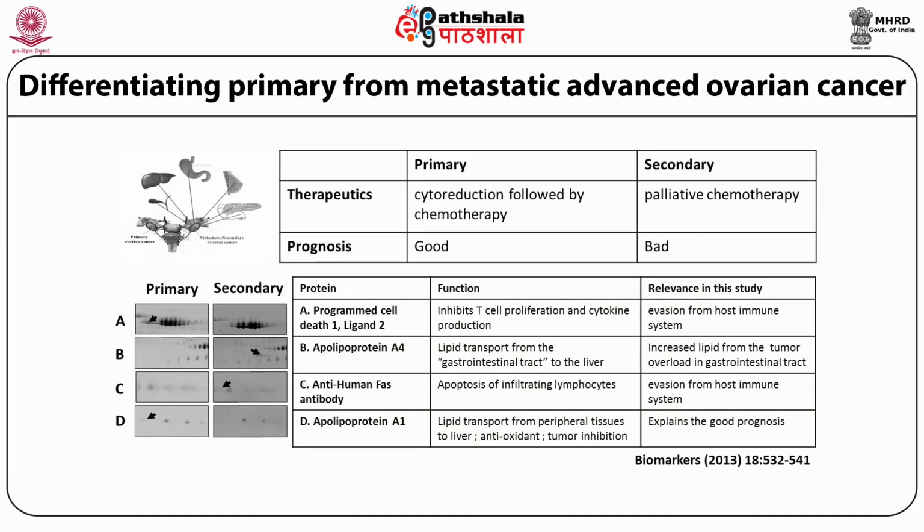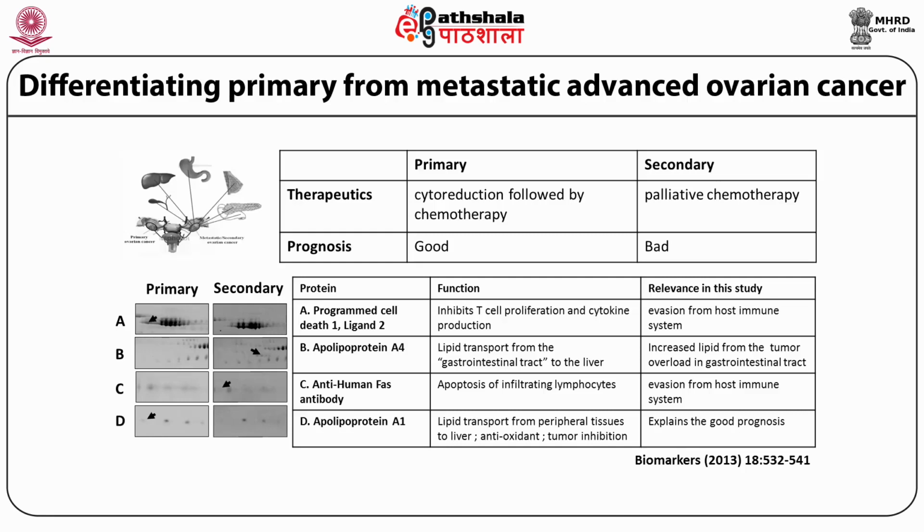Differentiating primary from metastatic advanced ovarian cancer. The therapeutics for primary advanced ovarian cancer include cytoreduction followed by chemotherapy, whereas the therapy for secondary or metastatic advanced ovarian cancer is palliative chemotherapy. The prognosis for primary is good, whereas the prognosis for metastatic ovarian cancer is bad. We therefore have to develop certain biomarkers that can differentiate these two closely mimicking conditions.